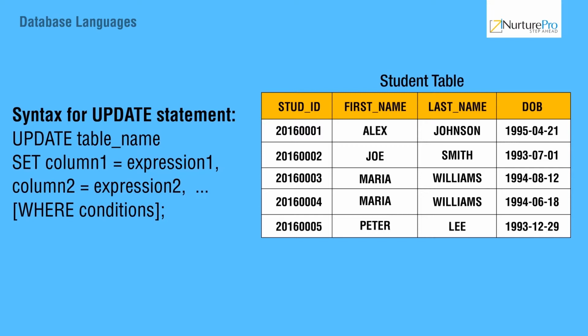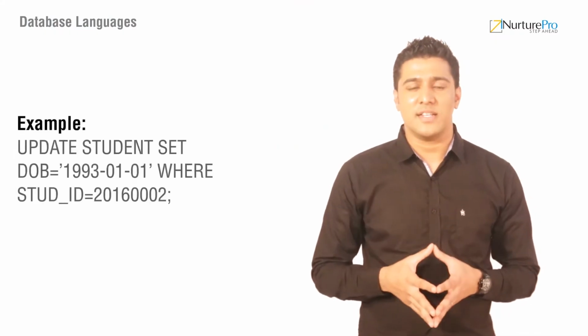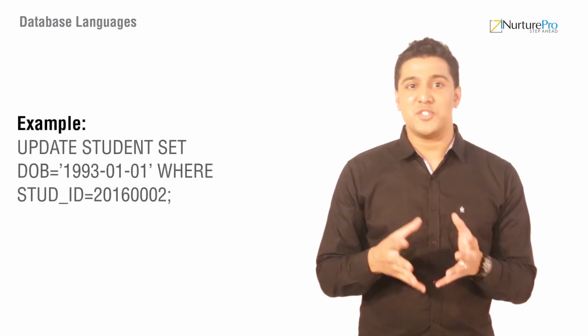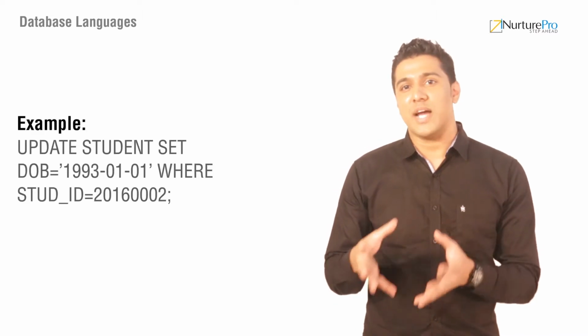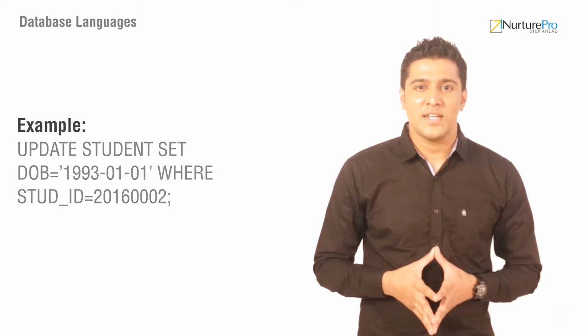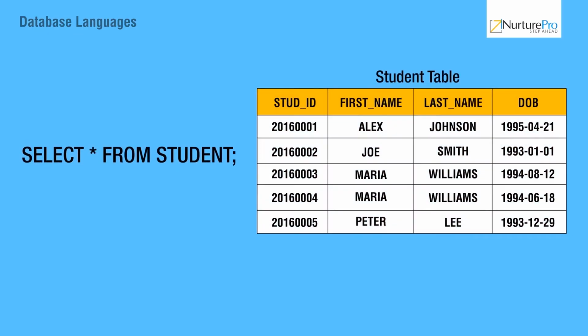You can do this using the update statement. Continuing with our example, the date of birth of student Joe Smith was incorrectly stored as July in the student table. As shown on screen, the date of birth is updated to January by mentioning the student ID of Joe. To see the updated changes made to the student table, use the select statement.